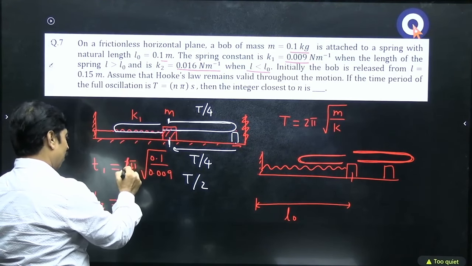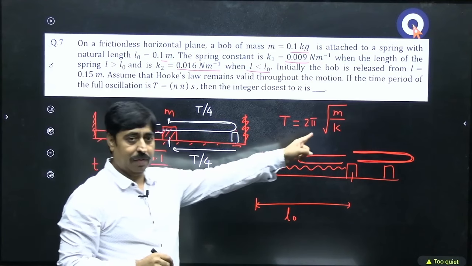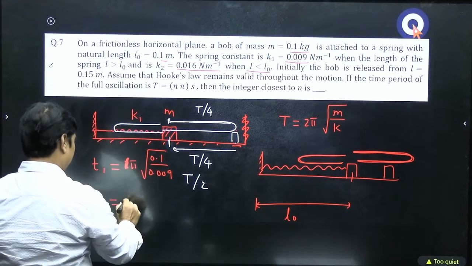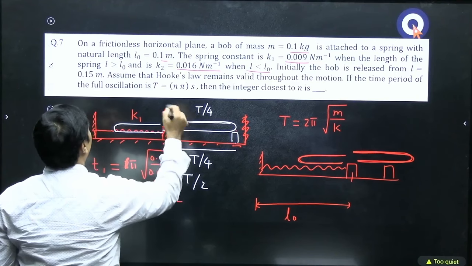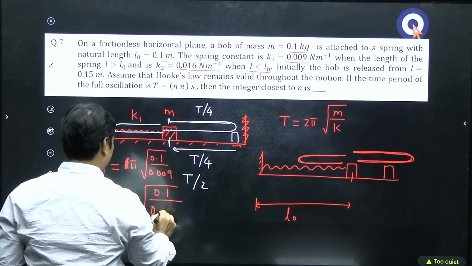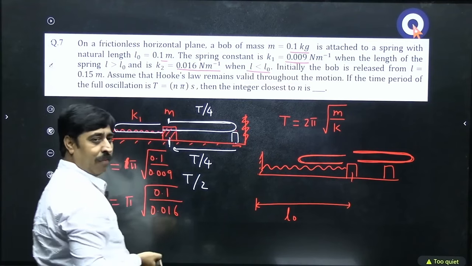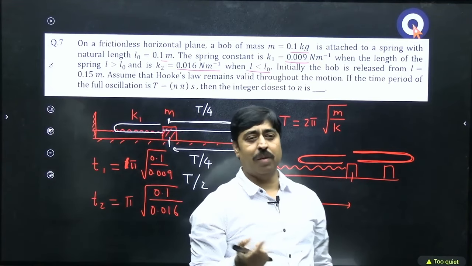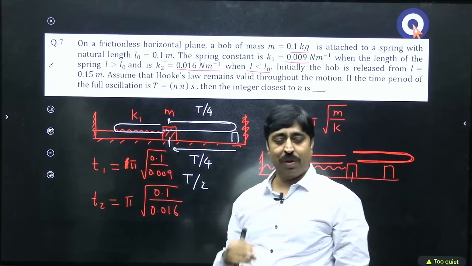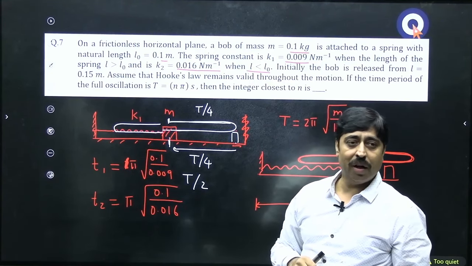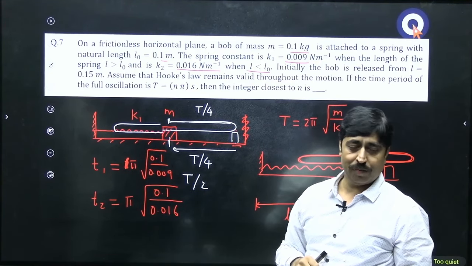I am so sorry, it is not 2 pi, it is pi, right? Half of this, half of this. And again pi, root of 0.1 by K2, which is 0.016. So, the total time period is nothing but T1 plus T2. You just add these two numbers and you will get the answer to this question.